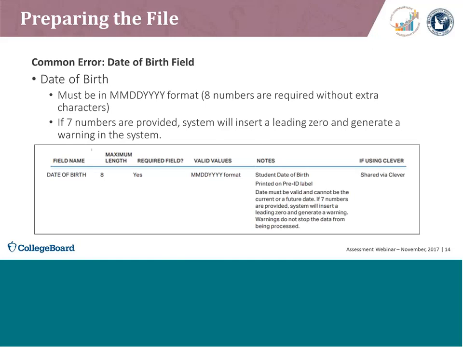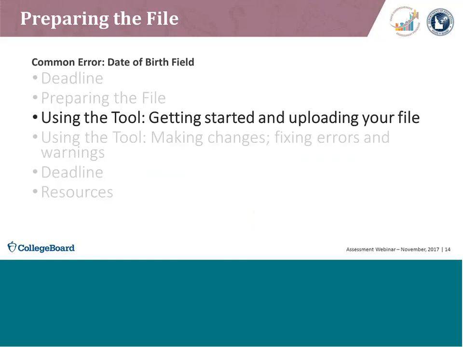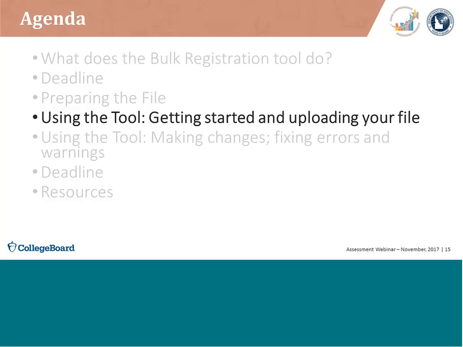If you only provide 7 numbers, we're going to assume that the 8th character is the very first character. So we're going to add a leading 0. So if I was to put in only 1, 1, and the year, the system would automatically add a leading 0. So let's take a look at what the upload process looks like.